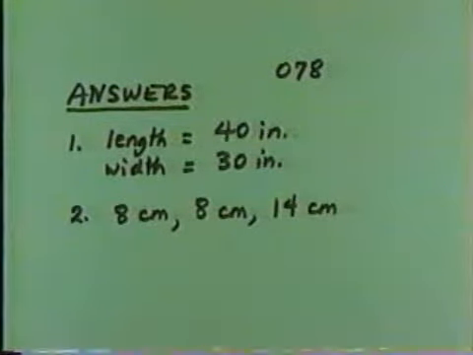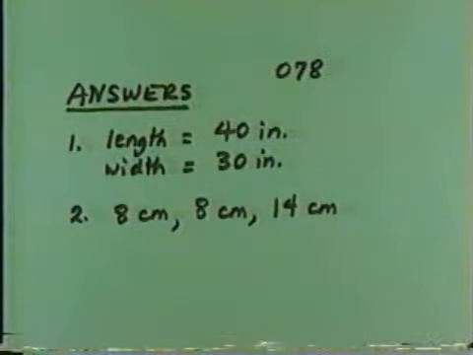Here are the answers. For exercise 1, length is 40 inches, width is 30 inches. For exercise 2, the 3 sides are 8 centimeters, 8 centimeters, and 14 centimeters. If you made a mistake, try to find it yourself. If you can't, then be sure to mark it so that you can get help from your professor or a lab instructor.